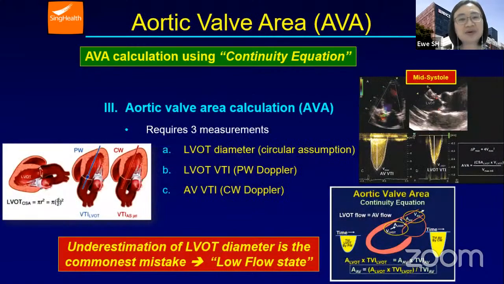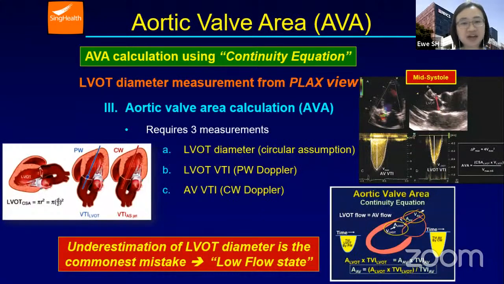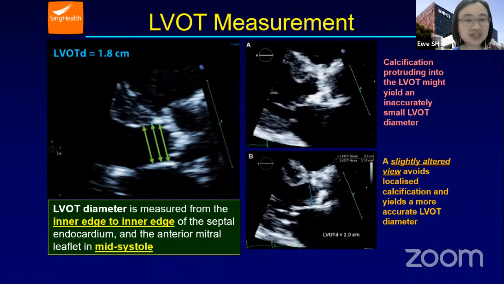And then the last parameter we look at in any echocardiography report is the aortic valve area. And remember, aortic valve area is calculated through the continuity equation, taking into account three parameters: LVOT diameter, LVOT VTI, as well as aortic valve VTI. Underestimation of LVOT diameter is actually the commonest mistake, and this underestimates the true flow state of the outflow tract. So we do that very methodically in our lab.